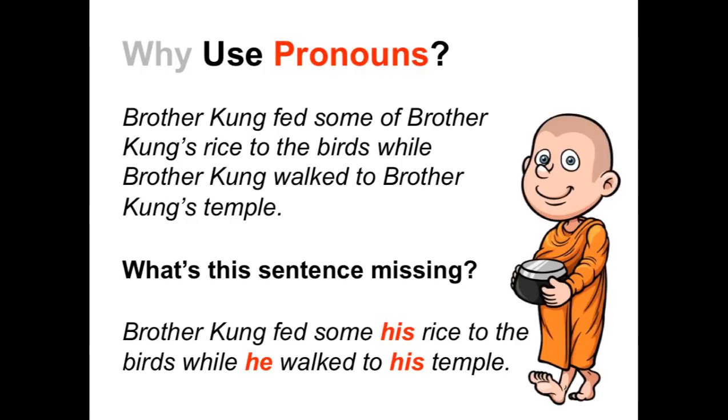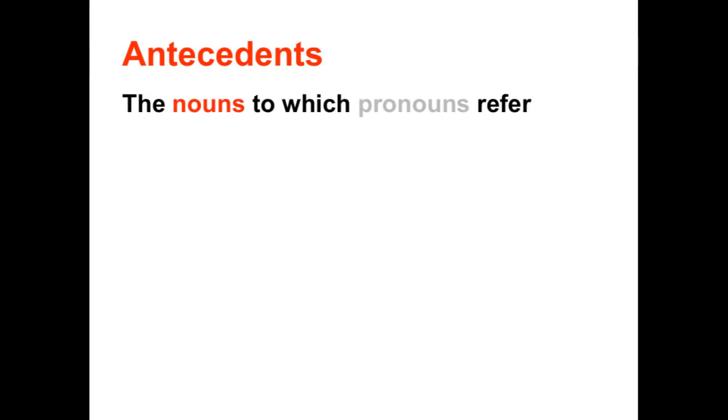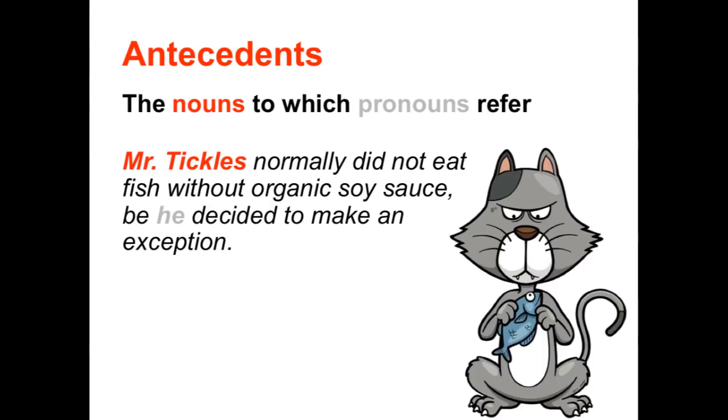A bit smoother, right? So if pronouns are words that take the place of nouns in sentences, what are antecedents? Antecedents are the nouns to which pronouns refer. In other words, antecedents are the nouns that the pronouns are replacing. Here's an example of a sentence that uses an antecedent. Mr. Tickles normally did not eat fish without organic soy sauce, but he decided to make an exception.